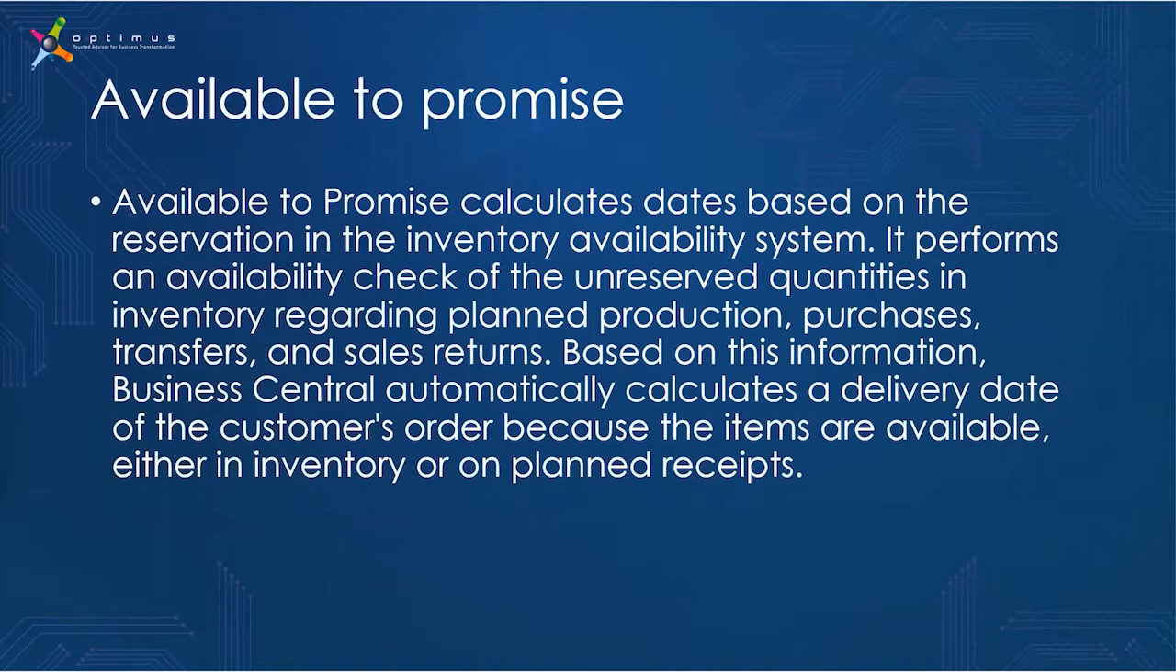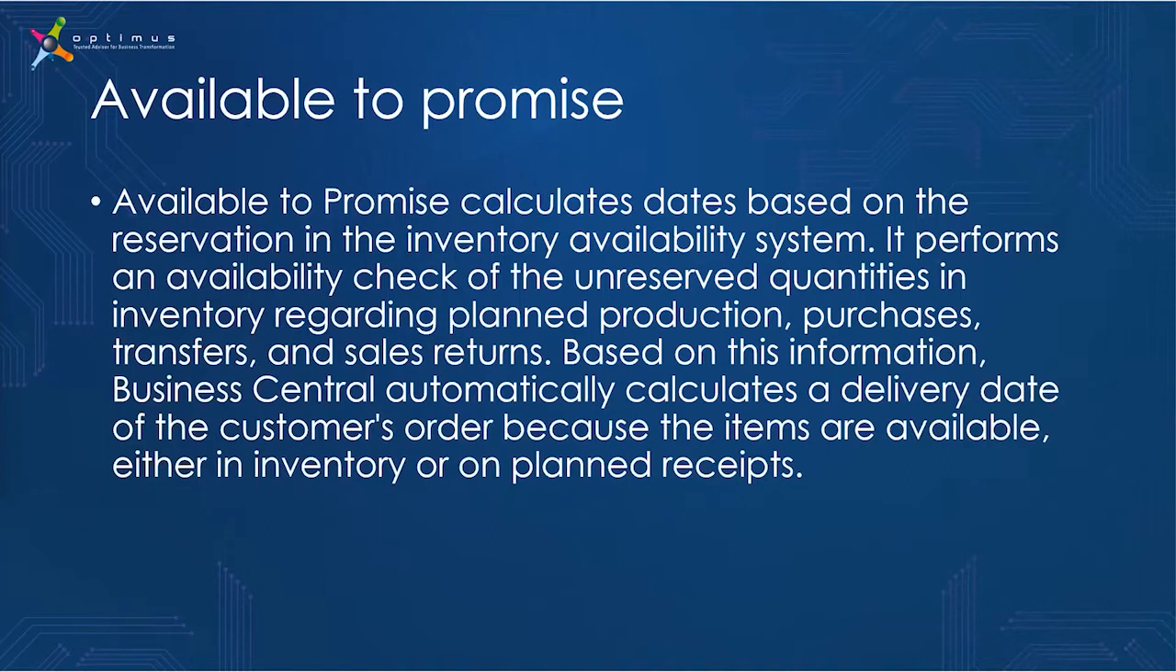Basically, available to promise calculates dates based on the reservation in the inventory availability system. It performs an availability check of the unreserved quantities in the inventory, regarding planned production, purchases, transfers, and sales returns. Based on this information, Business Central automatically calculates a delivery date for the customer's order, because the items are available either in inventory or on planned receipts. In other words, from where we are going to get items: sometimes from the manufacturing module, sometimes we just purchase, or even sales returns and transfer orders.